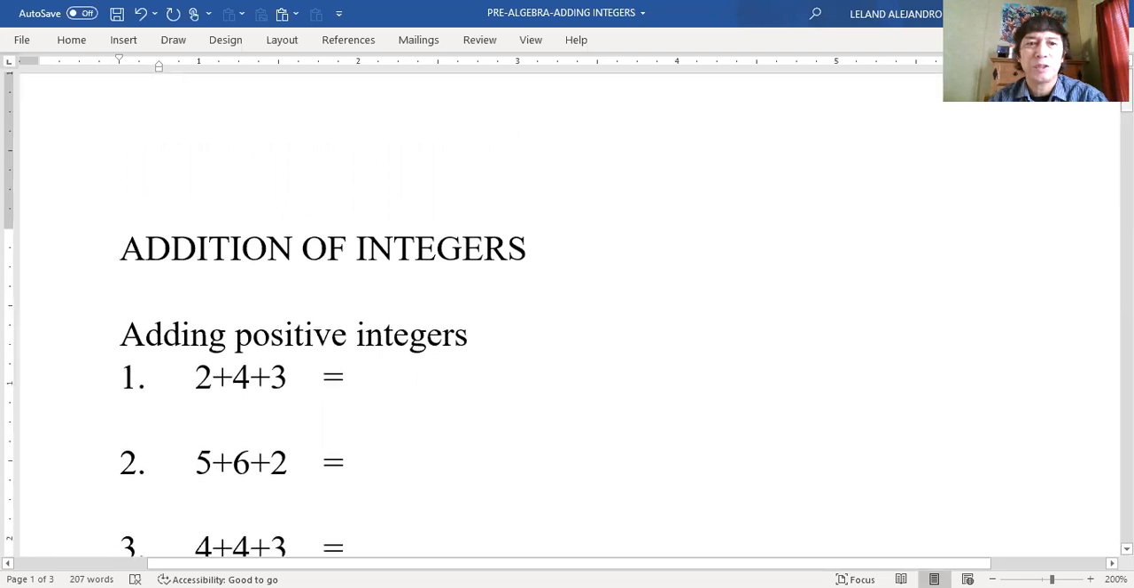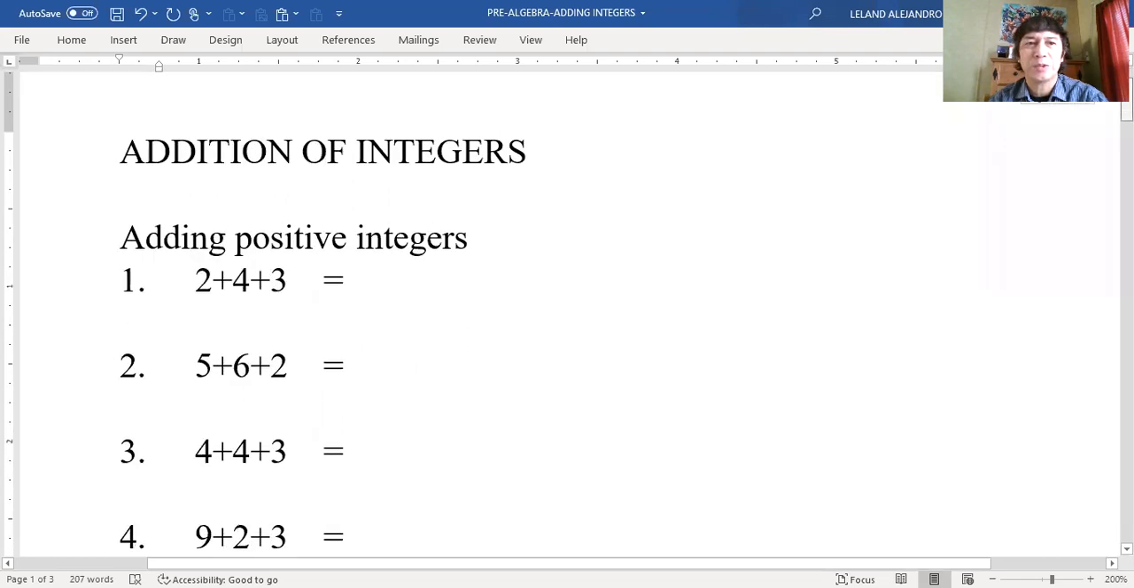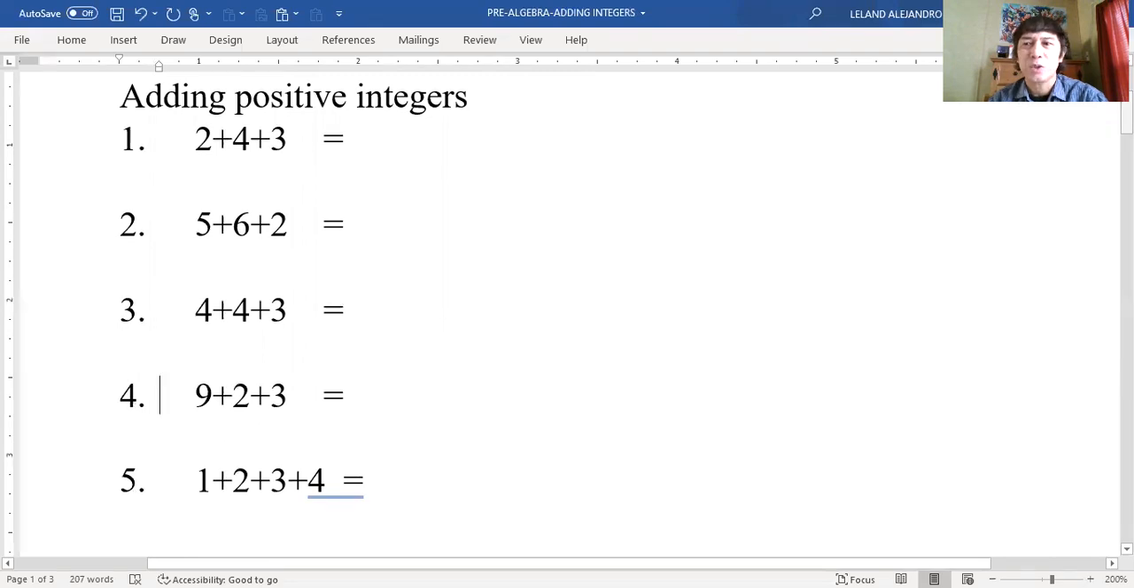So under addition of integers, adding positive integers, we will start with the first 5 examples. The first one is 2 plus 4 plus 3. This is how to add when all of them are positives, and this is the simplest, of course. So 2 plus 4, you have 6. 6 plus 3, that should be positive 9. Then next number 2, we have 5 plus 6 plus 2. So 5 plus 6 is 11. 11 plus 2, that should be positive 13.